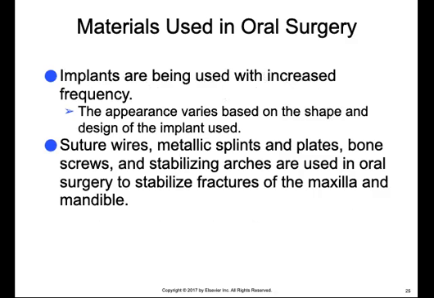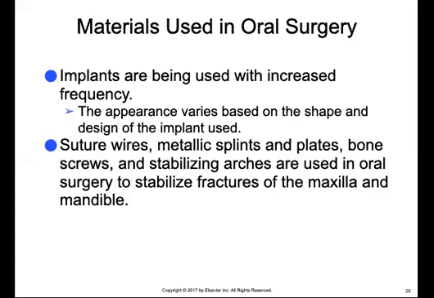Some materials used in oral surgery include implants, which are being used with increased frequency. The appearance of the numerous endosteal implants that are currently being used varies depending on their shapes and designs. Also, suture wires, metal pins, splints and plates, bone screws, and stabilizing arches are used in oral surgery to stabilize fractures of the maxilla and the mandible.